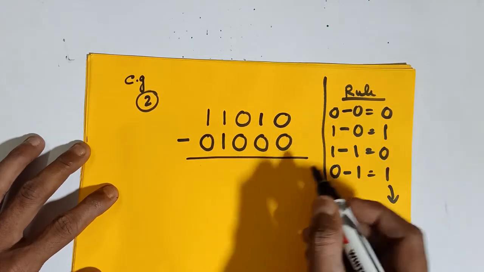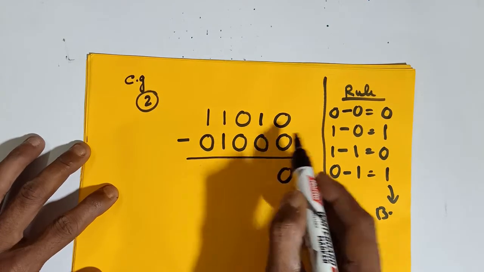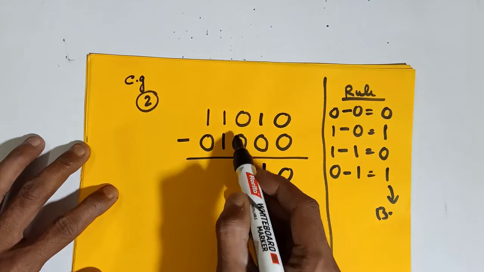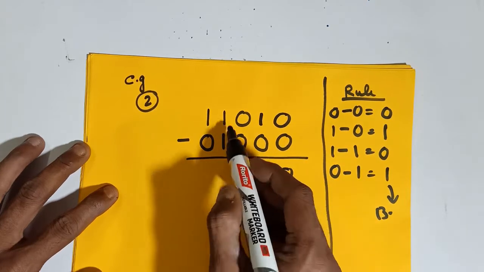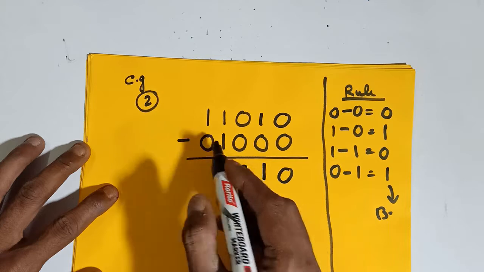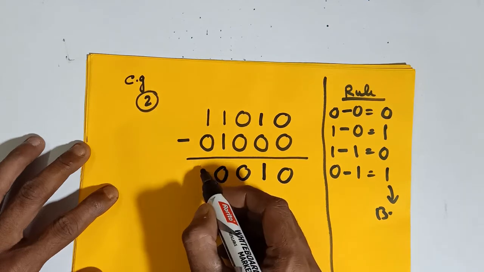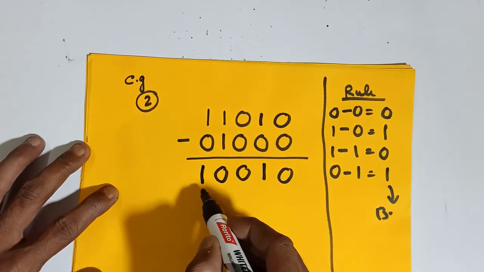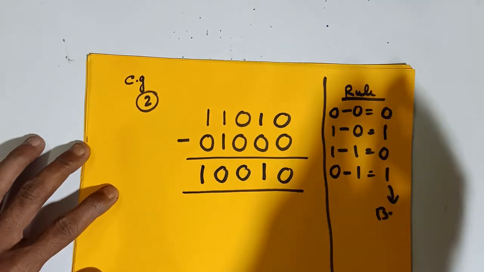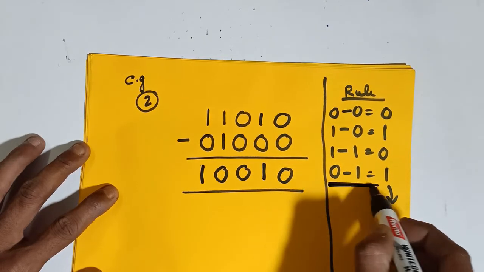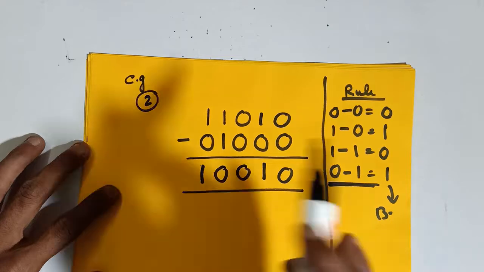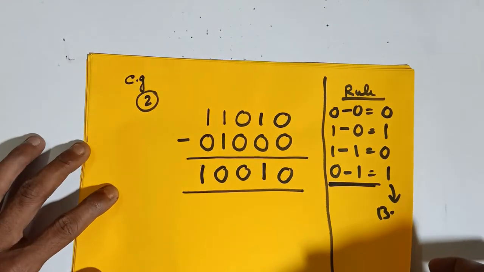0 minus 0 is equal to 0. 1 minus 0 is equal to 1. 0 minus 0 is equal to 0, 1 minus 1 is equal to 0, and 1 minus 0 is equal to 1. So this was very simple, where we didn't come to the situation where we had to do 0 minus 1. So we'll go to the third example.